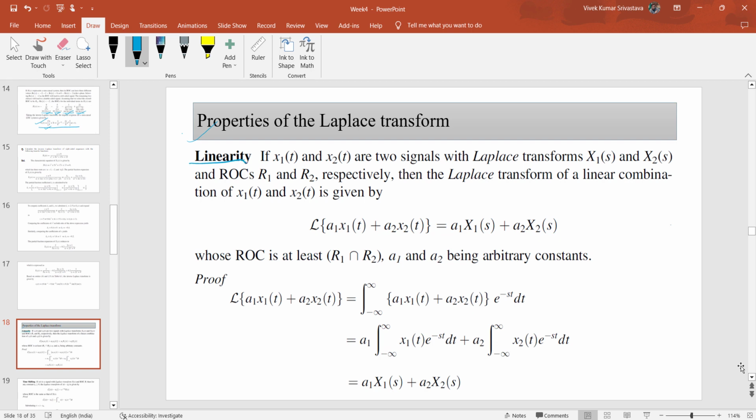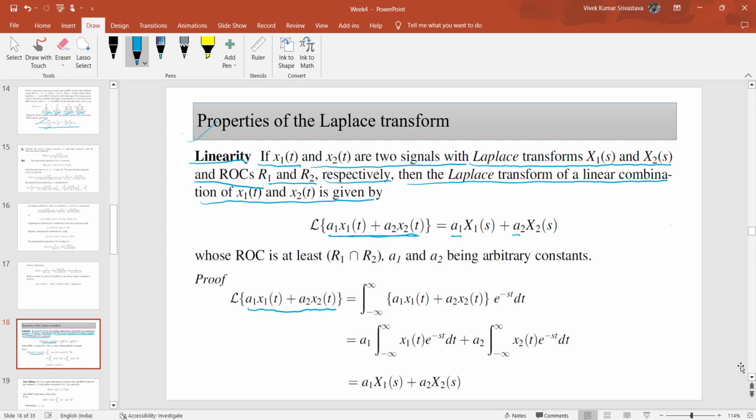If x1 and x2 are two signals with Laplace transforms X1(s) and X2(s), and the regions of convergence of these two Laplace transforms are defined as R1 and R2 respectively, then the Laplace transform of a linear combination of x1 and x2 is defined as a1 X1(s) plus a2 X2(s), where a1 and a2 are arbitrary constants. As a proof, we can take this as an input signal.